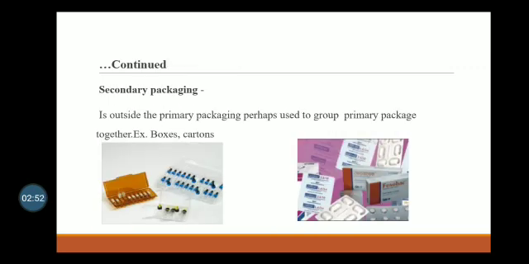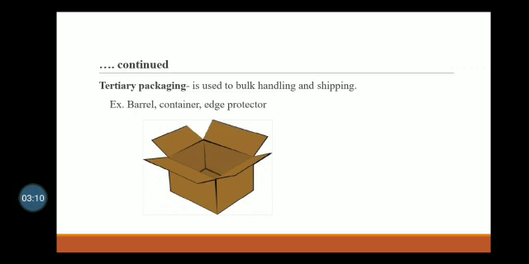Secondary packaging. It is outside the primary packaging, perhaps used to group primary packages together, for example boxes and cartons. In the diagram, secondary packaging, boxes and cartons, is shown. The tertiary packaging is used for bulk handling and shipping, for example barrel, container, edge protector. So these boxes are examples of tertiary packaging: barrel, container, and edge protector.